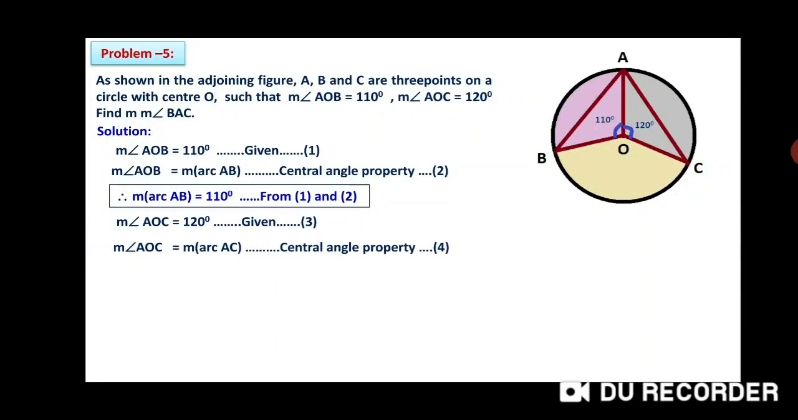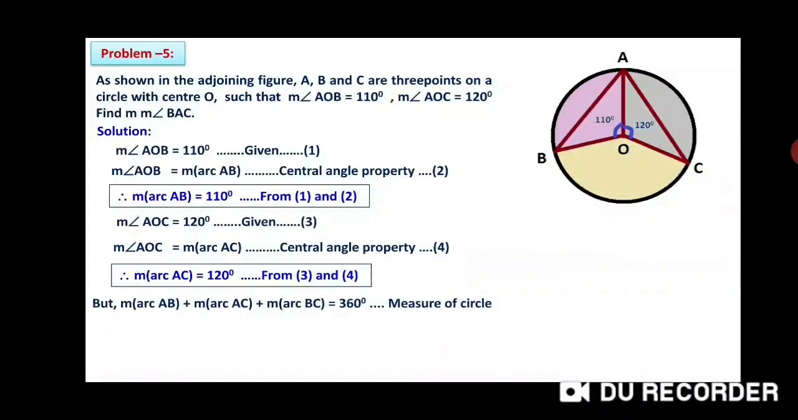Similarly, angle AOC is 120, it is given. Therefore, angle AOC is equal to measurement of arc AC, central angle property, fourth statement. Therefore, from 3 and 4 we can write measurement of arc AC is 120. Friends, now measurement of arc AB plus measurement of arc AC plus measurement of arc BC, all three arcs, shaded in pink, ash and yellow color. These are the shaded portions of the arcs in the interior, but actually they are the curved arcs AB, AC and BC. These three arcs measure 360, that is the measure of the circle.